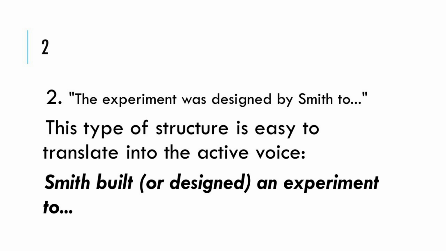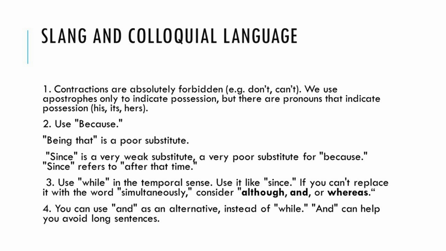All right. So slang and colloquial language. Contractions are absolutely forbidden. Do not use don't or can't. We only use apostrophes to indicate possession, but also remember that there are pronouns that can indicate possession, like his, its, and hers. Use because. Don't be afraid to use because.